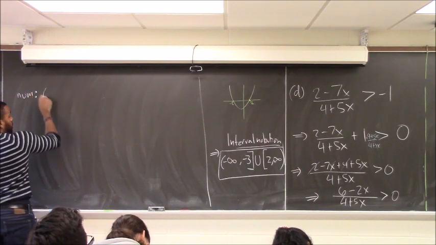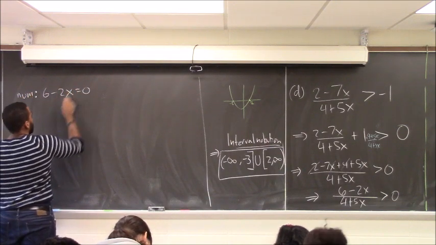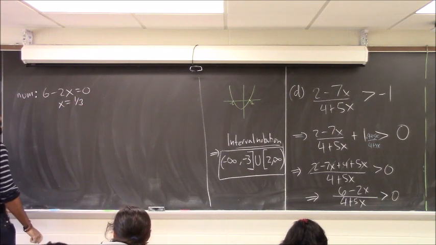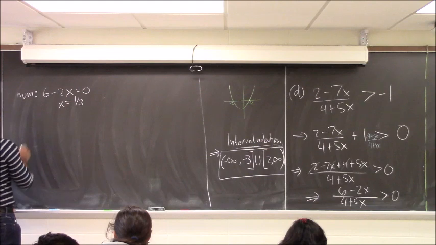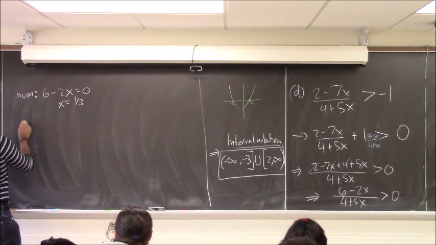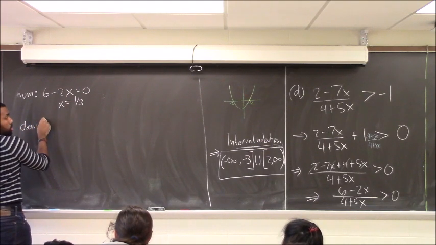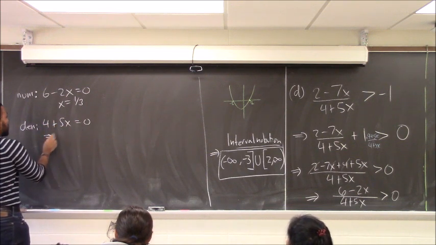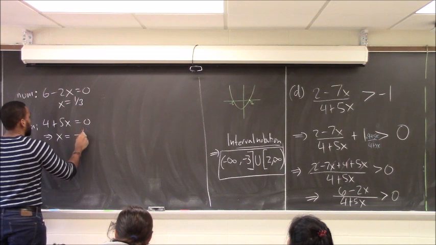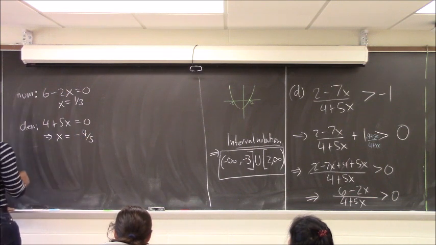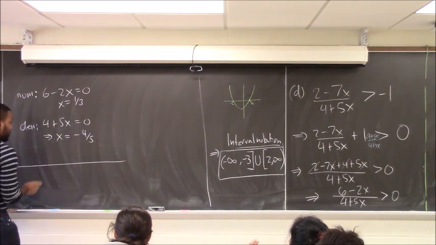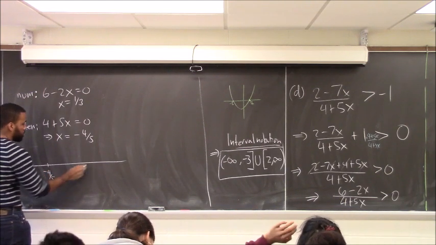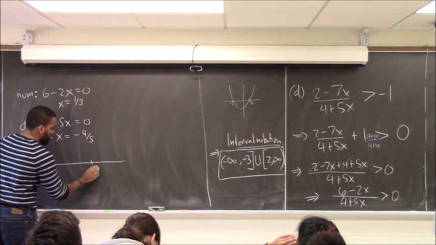So the numerator, 6 minus 2x equals 0. This means that your x is equal to 3. Right? And if you set the denominator equal to 0, you have 4 plus 5x equals 0. This means that x is equal to minus 4 over 5. What you're going to do now is plot both of these: the minus 4 over 5 versus the 3.